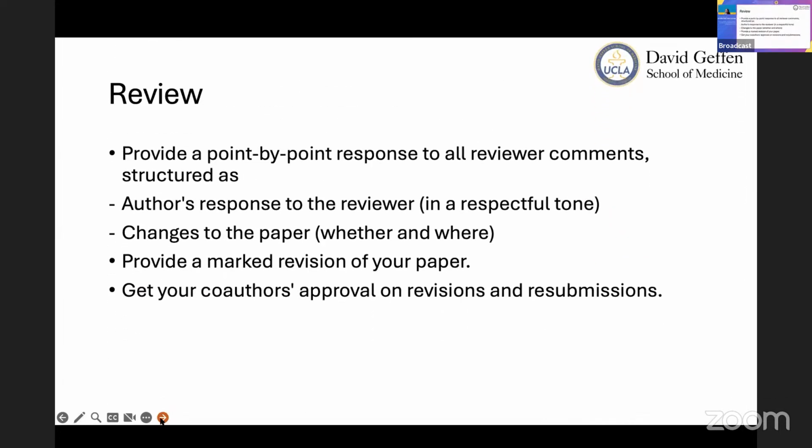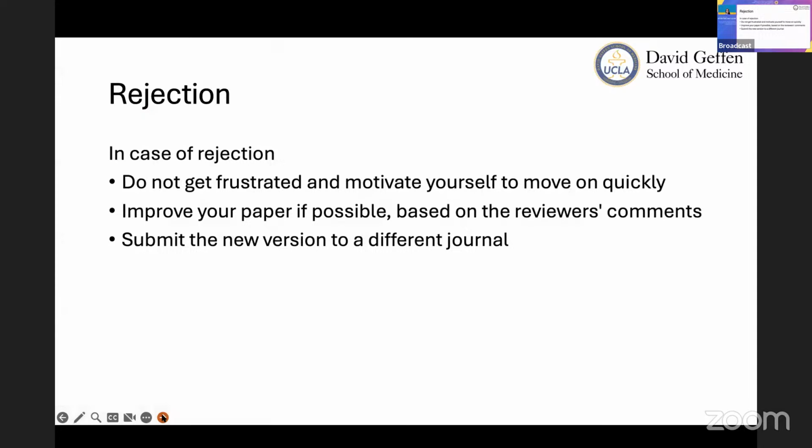Usually you'll get a review between 2 to 4 weeks. Usually they provide point by point responses to your paper, and the journal reviewer will have comments for everything. So make sure you review each of them and give a response to the reviewer. If they recommend a change and you think the change is appropriate, make the change to the paper and tell them where you changed it, then provide the revised paper, and make sure all the authors approve all the changes that you made before submitting it.